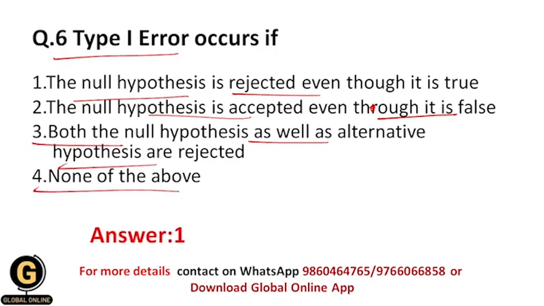As I have told you earlier in this video, whenever the null hypothesis is true but still we reject it, in that situation type 1 error occurs. Okay, all of you getting? And that's why your correct answer should be 1.